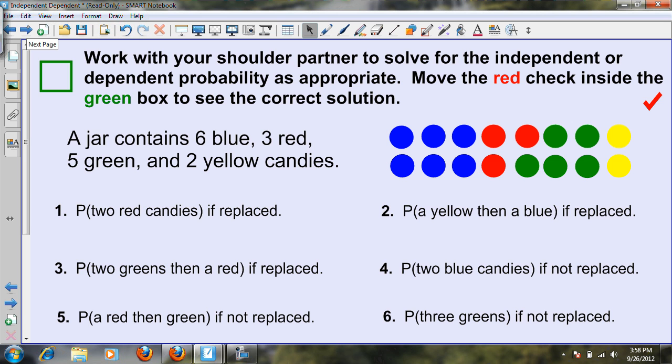I want you to work on these problems. Solve for the independent or dependent probabilities as appropriate. I will move the red check in a few minutes inside the green box to see if you have the correct solution.